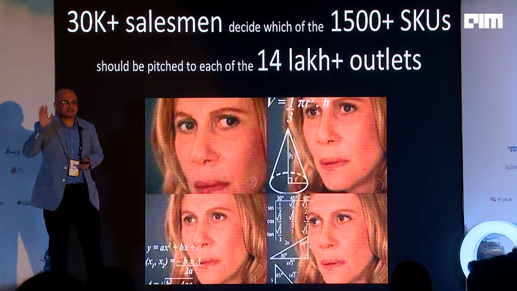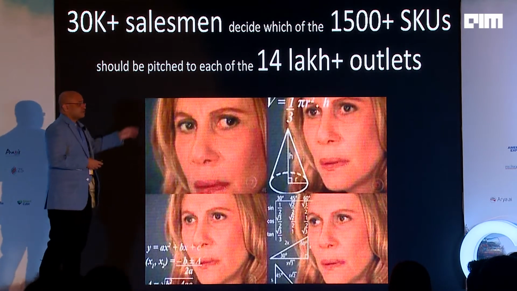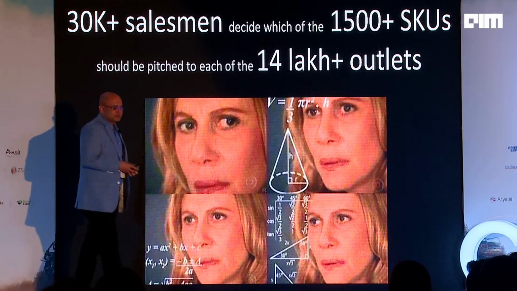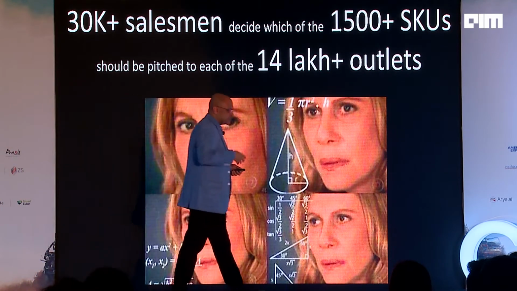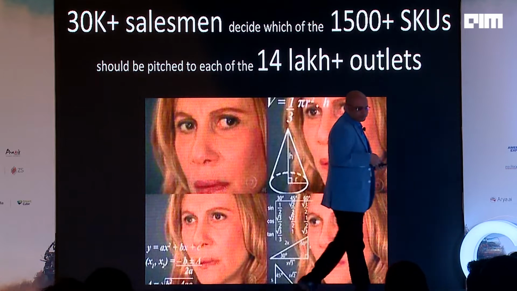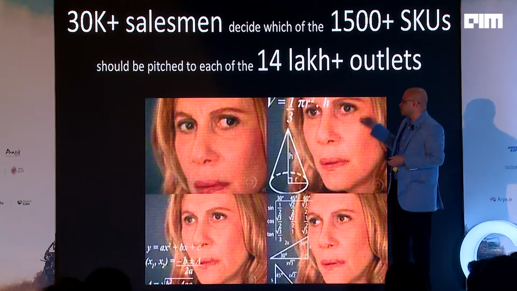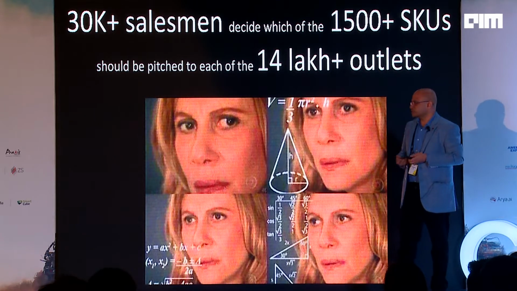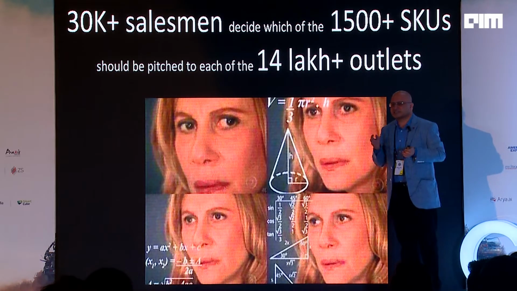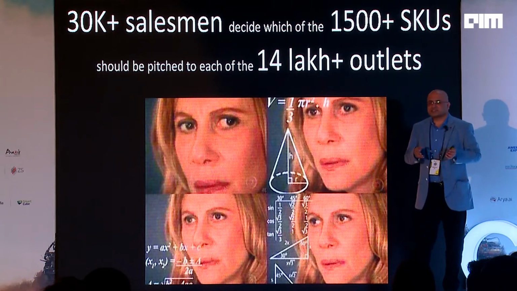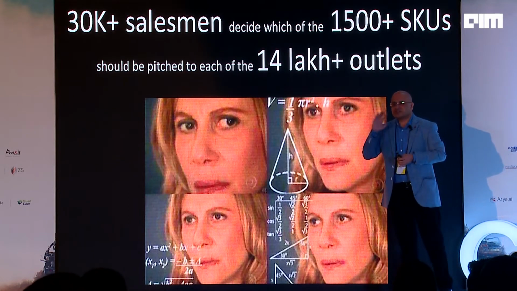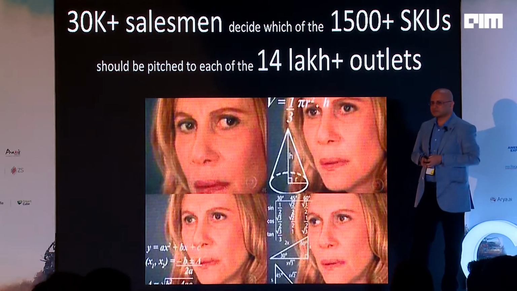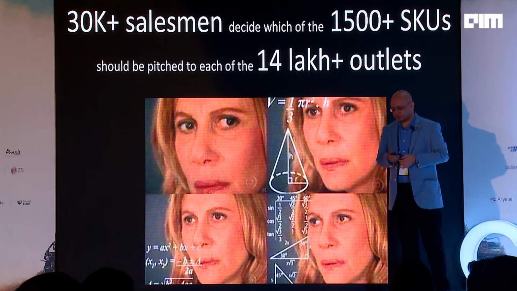We have 30,000 odd salesmen trying to sell those 1500 SKUs and trying to reach somewhere around 14-15 lakh outlets across India, right? It's very difficult to remember what product to sell to each outlet, what is the propensity of an outlet, etc., etc. So we said, Mr. Salesman, don't worry. We will do all the analytics and then we will tell you which products to sell to which outlet. Simple, classic recommendation problem.